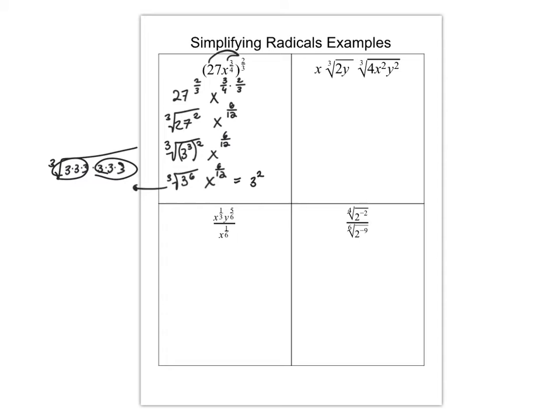And now this time, instead of writing x to the power of 6 over 12, I'm just going to write x to the power of 1/2. I can simplify this a little bit further by writing 9 instead of 3 squared. And then I'm just going to keep my x to the 1/2. There we go, simplified. Let's look at the next one.